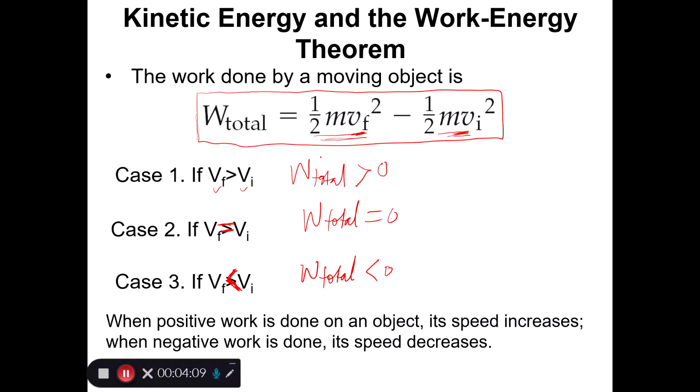So depending upon whether the work done is positive or negative, its velocity increases or decreases. If work done is positive, then the velocity of an object keeps on increasing. If total work done is negative, then the speed or velocity of that object keeps decreasing. In the other case, if total work done is 0, the body moves with the same or constant velocity.